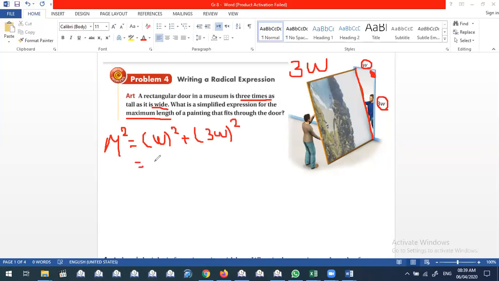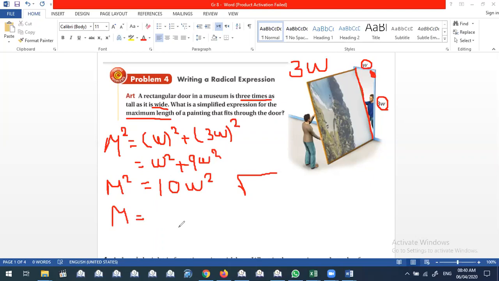w to the power of 2 is w power 2, plus 3w all power 2. 3 power 2 is 9. So w power 2 plus 9w power 2 is 10w power 2. This is m squared. I need to find only m, so I'm going to take the square root. So m will be the square root of 10 w power 2.